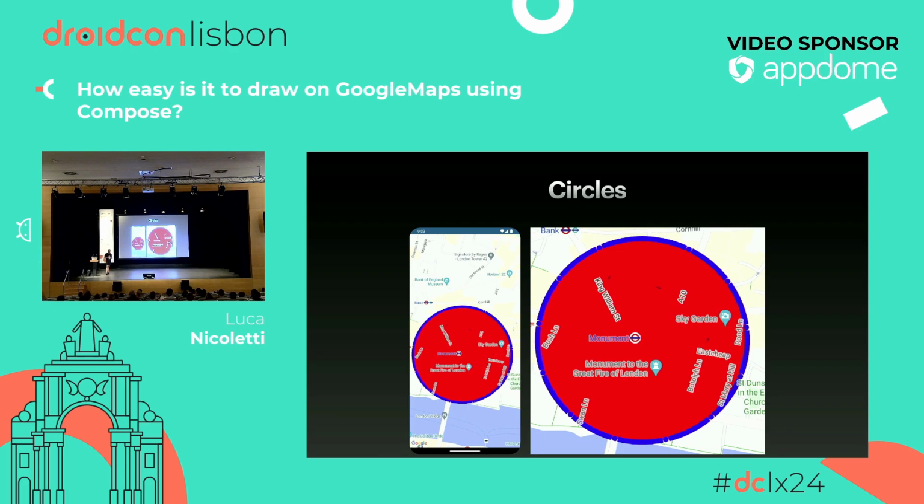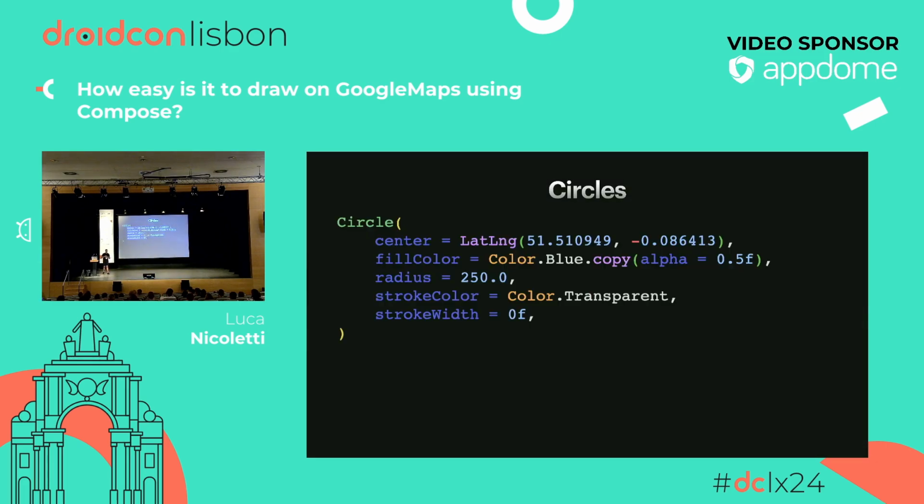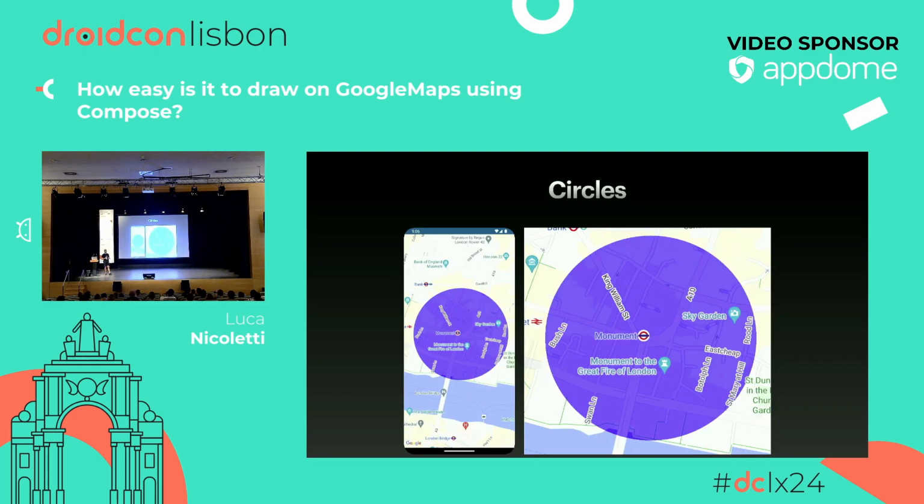And again, if you want to change the transparency of a circle, you need to change the color that you provide to either the fill color or the stroke color, applying an alpha to it. If you don't want a border, you can either specify the stroke color to be transparent or the stroke width to be 0. And both of them will remove the border from the circle. And as you can see, this is a half-transparent blue circle on the map.